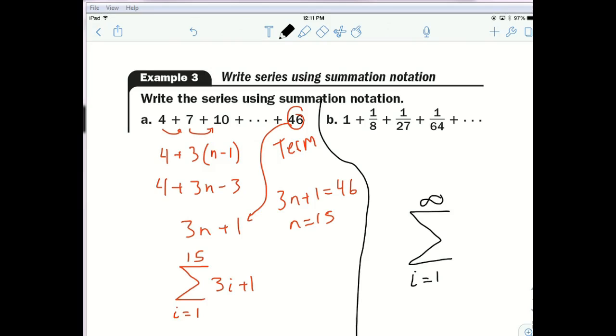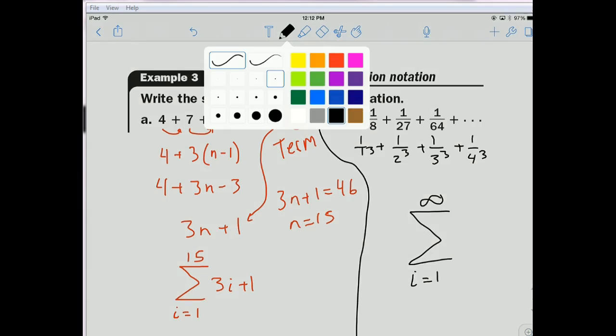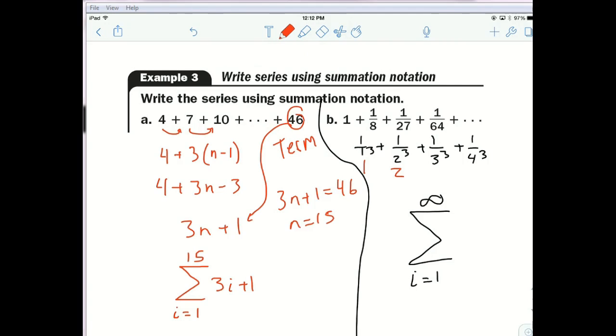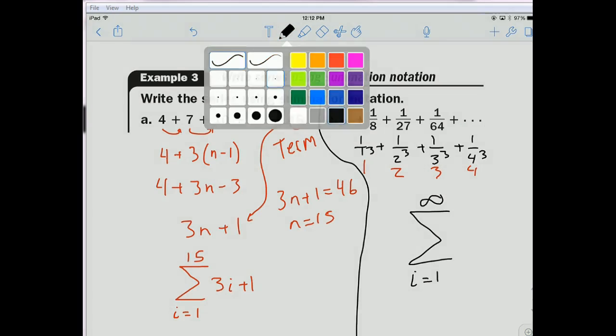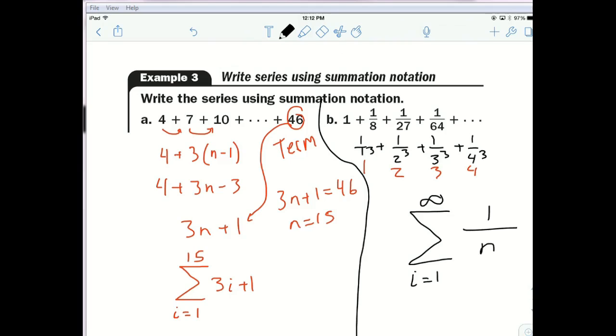But we have to write the rule here. This is 1 over 1. And then this is 1 over 2 cubed. And then this is 1 over 3 cubed, and then 1 over 4 cubed. And I bet we could go back and say that's 1 over 1 cubed. This is the first term, second term, third term, fourth term. So it appears that we are just going to take 1 over n to the third.